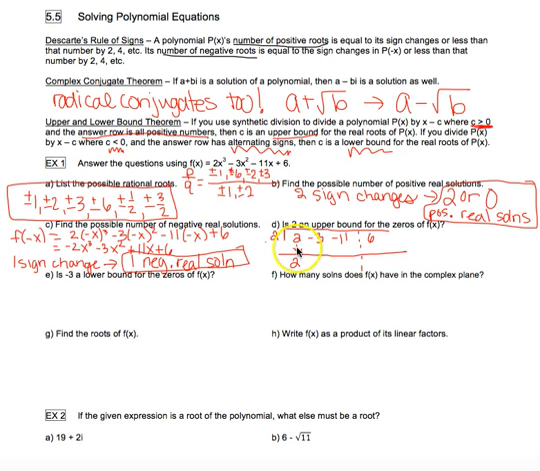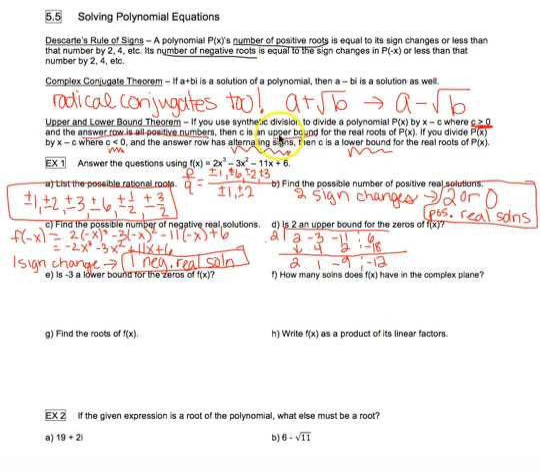Bring down the first coefficient. 2 times 2 is 4. Add the column to get 1. 2 times 1 is 2. Add the column to get negative 9. 2 times negative 9 is negative 18. Add the column to get negative 12.